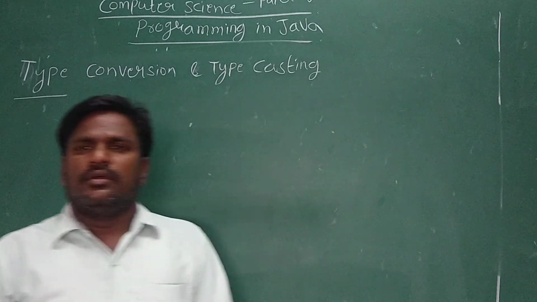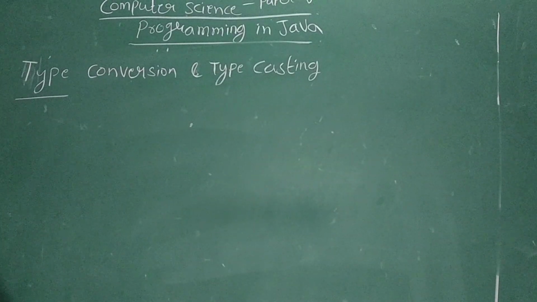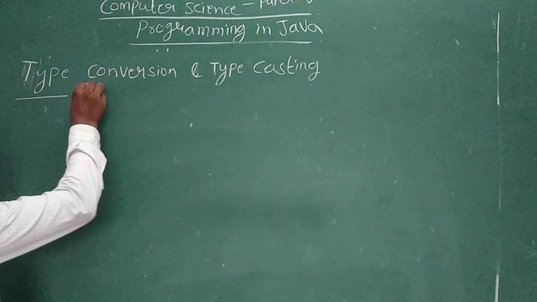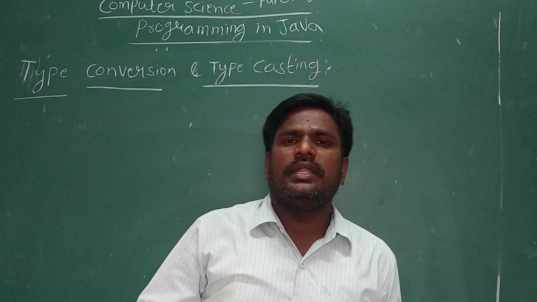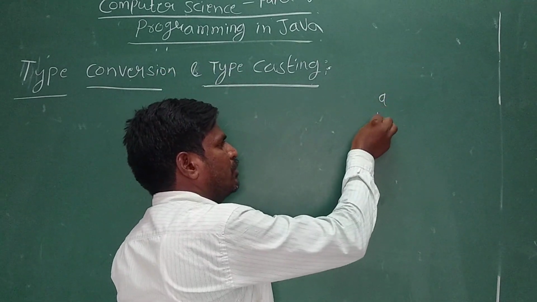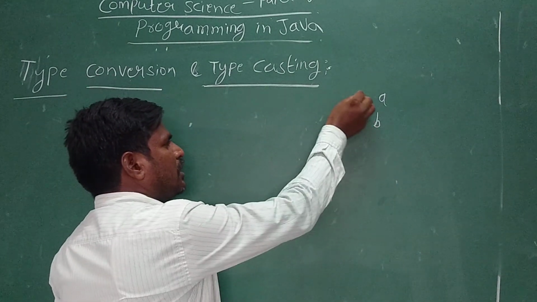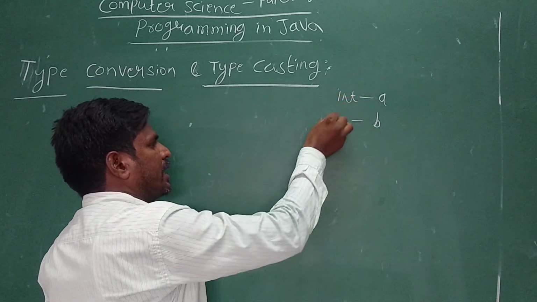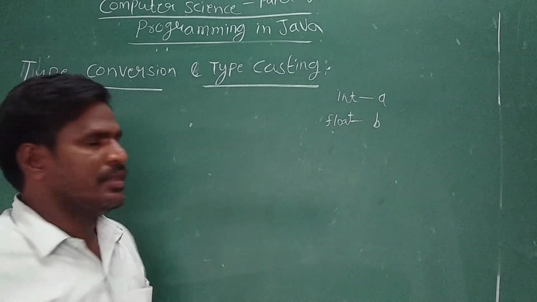Now today we are going to discuss a concept: type conversion and type casting. Generally, when you are writing a program, we need to declare some variables. For example, A is an integer data type, B is a float data type.